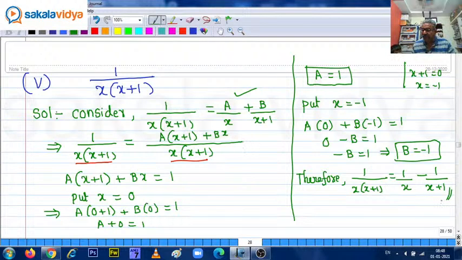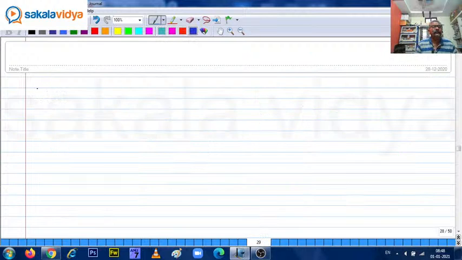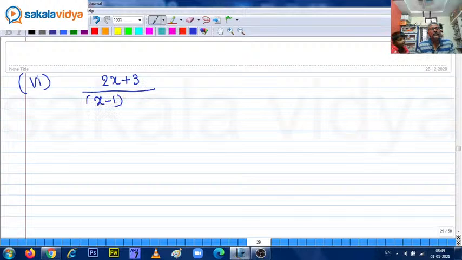So let us move to the sixth one. Shall we move to the sixth one? Yes, why not? Let us move to the sixth problem. All of you look at the screen. Resolve, that is the sixth problem, 2x plus 3 upon x minus 1 into x minus 2 into partial fractions.